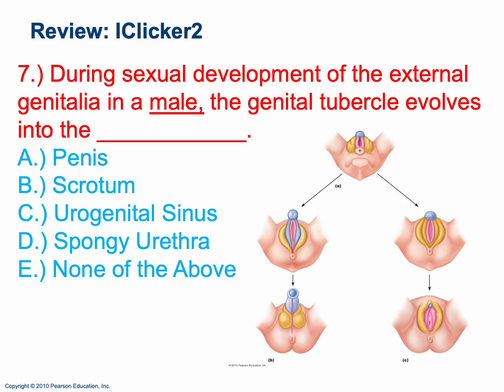All right, and now we have a couple review questions to see if we're picking up on this very important information. Our first one today, number 7. During sexual development of the external genitalia in a male, the genital tubercle evolves into the what? What would be the correct answer for this one? And the correct answer here would be choice letter A, the penis. So the penis would be the correct answer here.